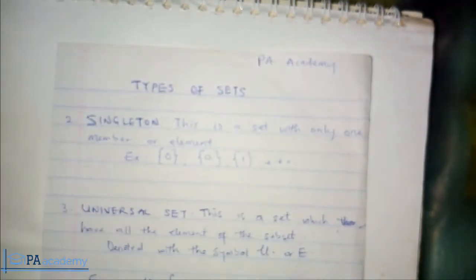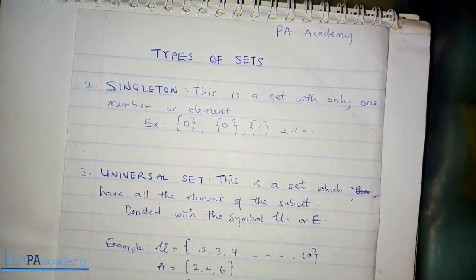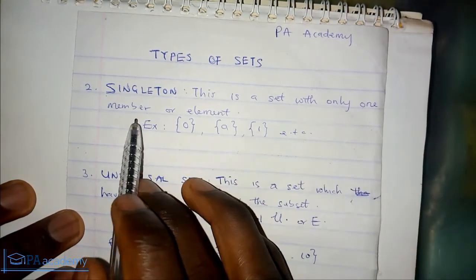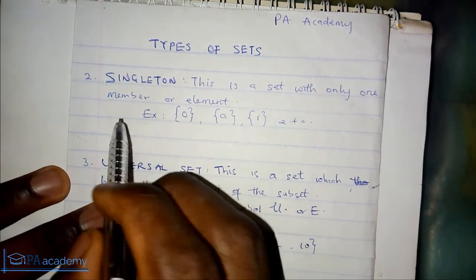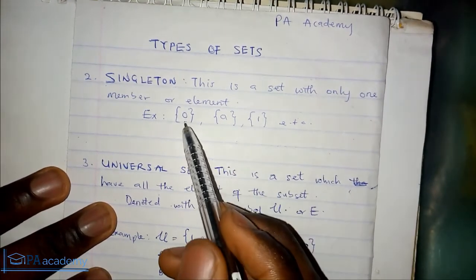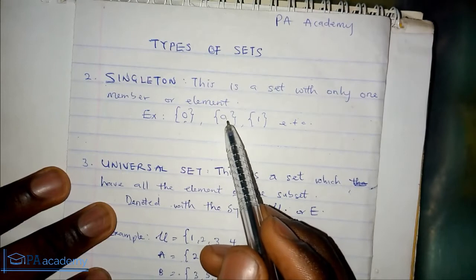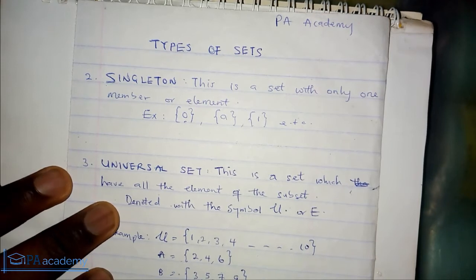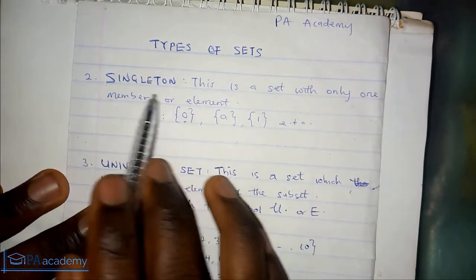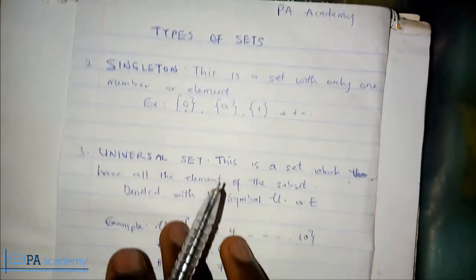The second type of set we are going to be looking at is the singleton set. A singleton set is a set with only one member or element. This one is also straightforward. Look at this example. We just have one element inside the set, that is 0. Here also one element, A. A is the only element here, 1 is the only element. So once you see just one element or one member of the set, then such a set is called a singleton set.